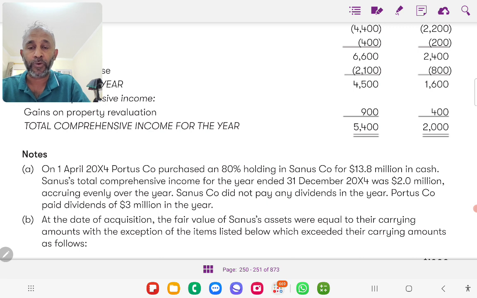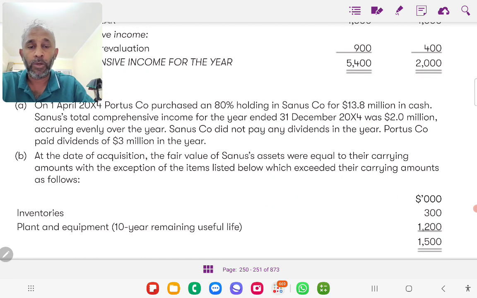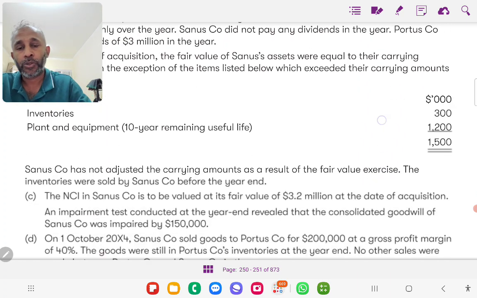On 1 April 2014, P company purchased 80% holding of S company for 13.8 million in cash. S company's total comprehensive income for the year ended 31 December 2014 was 2 million, accruing evenly over the year. S company did not pay any dividends in the year. P company paid dividends of 3 million in the year. At the date of acquisition, the fair value of S company's assets were equal to their carrying amount, with the exception of the items listed below, which exceeded their carrying amounts as follows: inventories 300, plant and equipment with 10-year remaining useful life 1200.